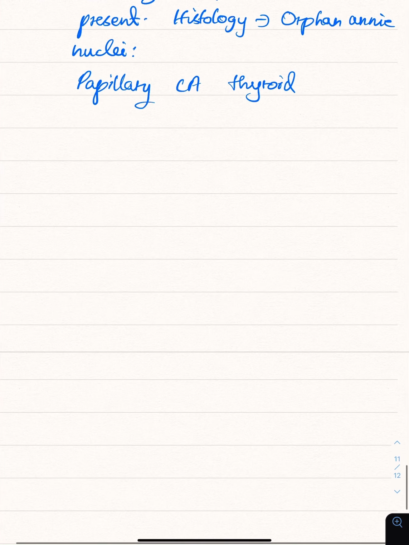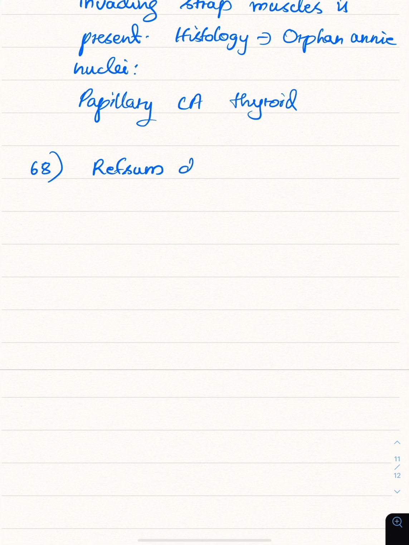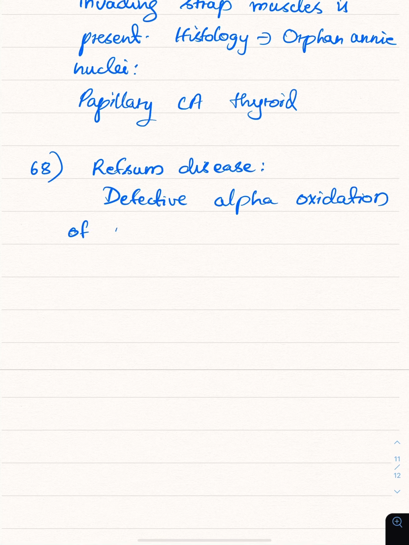Moving on to the next question. Refsum's disease is due to? The answer is defective alpha oxidation of fatty acid in peroxisomes.